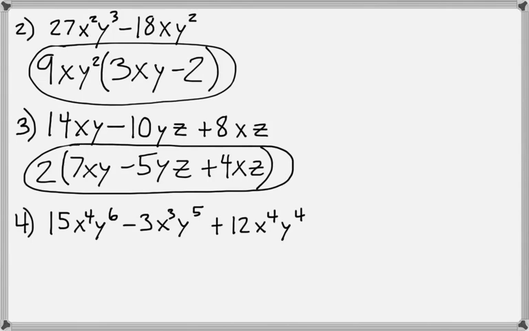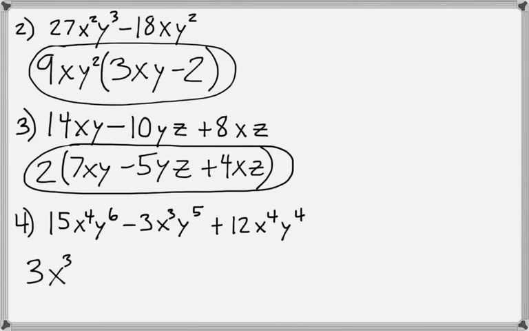Lastly, on question number 4, again, I have 3 terms here, and I'm looking at the coefficients, and what is the largest number that divides evenly into 15, 3, and 12? And that would be 3. Next, I want to look for the x's. The first one has 4 x's, the middle one has 3, the last one has 4. I'm only as strong as my weakest link, so because this one has only 3 x's, I can only take out an x cubed.